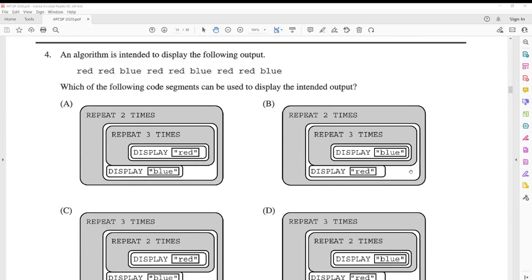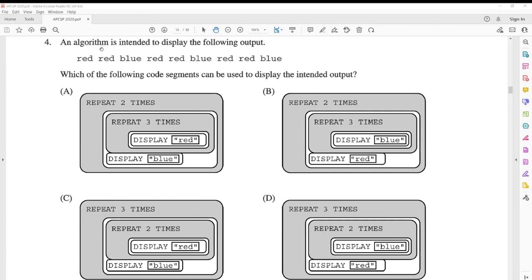Problem 4: we have such a problem. Which of the following will display the output? Let's put it down: red, red, blue, red, red, blue, red, red, blue. So 2 red, 1 blue, 2 red, 1 blue. It will repeat 3 times. The outer loop should repeat 3 times, so A and B are gone. Then you display red 2 times. So C is the answer for number 4.